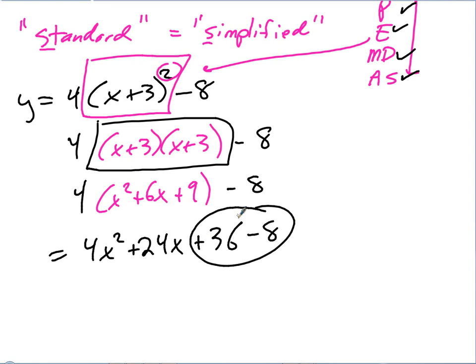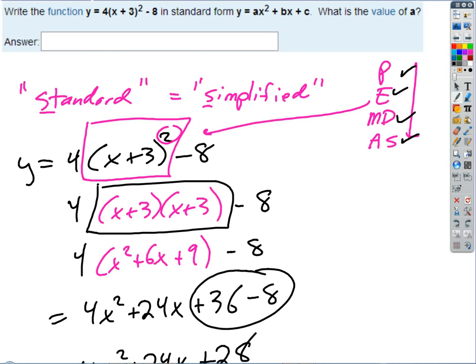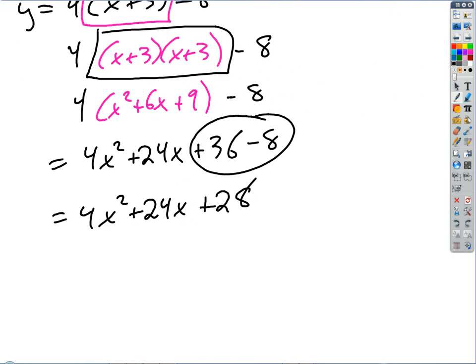Yeah, just add and subtract like terms. Well, 36 minus 8 is 28. So our final answer. That's it, right? And what are they asking about specifically here? They want to know the value of A. So what's the value of A? Well, it's going to be 4, right? But if it was asking for the value of A, wouldn't it stay the same? So it's the same as last.